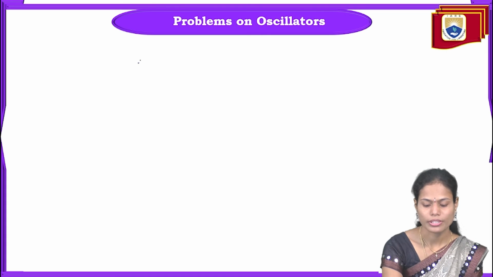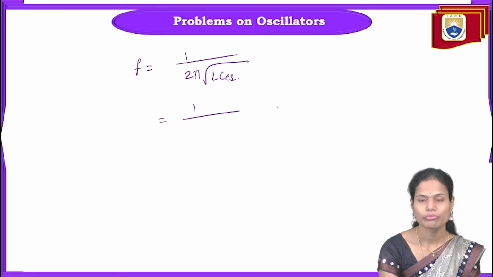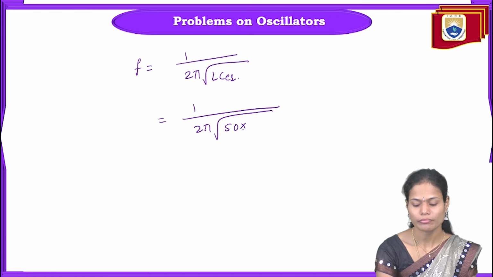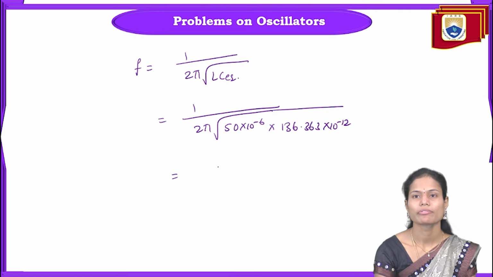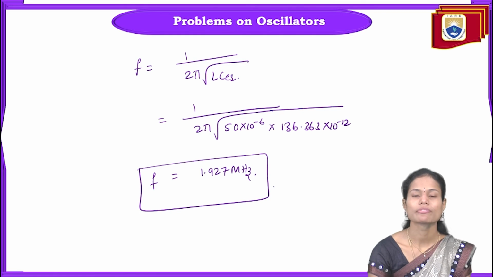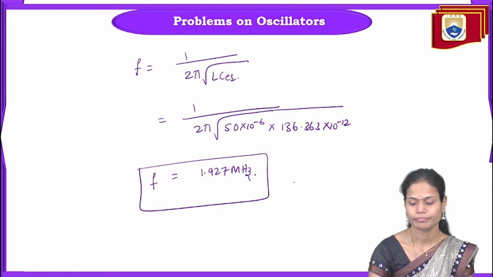So from this, the frequency of oscillation is 1 by 2 pi under root of L C equivalent. So 1 by 2 pi, inductance value is 50 microhenries into 136.363 into 10 power minus 12. So after simplification, it is 1.927 megahertz. So this is the frequency of oscillation required to run the given Colpitts oscillator.